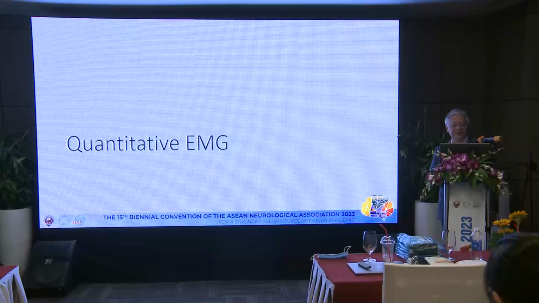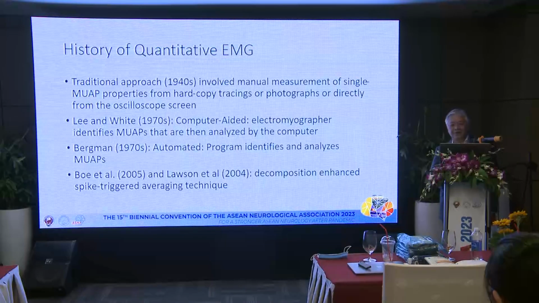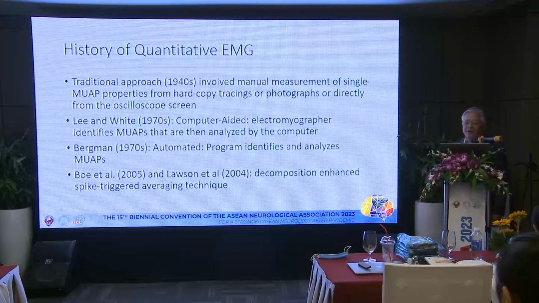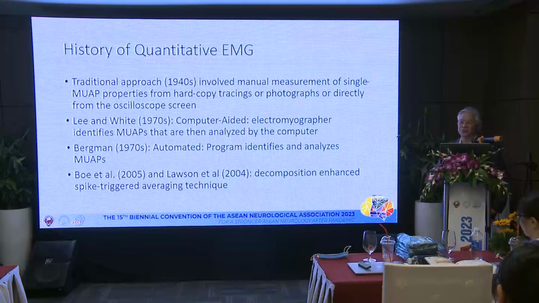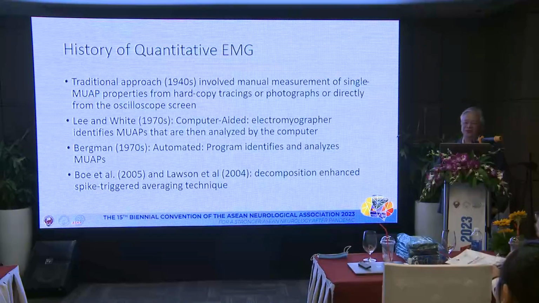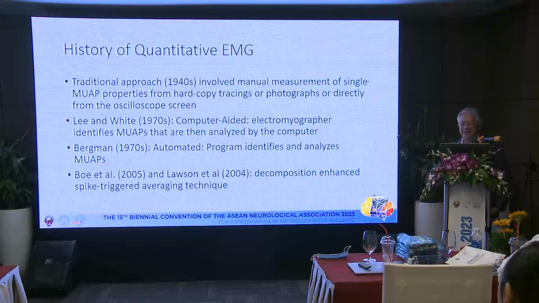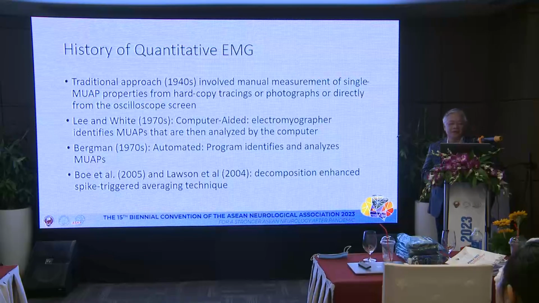So this is where quantitative EMG comes in. It's been around for a while. It was first introduced in the 1940s. And back then, they had oscilloscopes. So what they did is they took pictures or tracings of the oscilloscope, went home at night and measured it out and calculated to see what the duration and amplitude is. Now, with the advent of computers back in the 1970s, we can identify the motor units and have the computer actually do that measurement so you don't spend the whole night doing this.